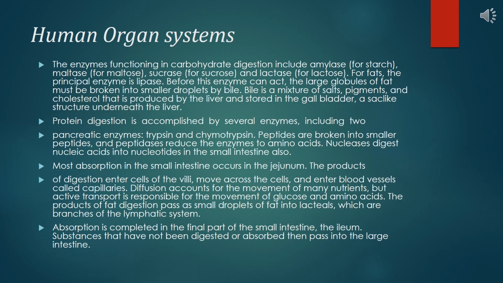The enzymes functioning in carbohydrate digestion include amylase for starch, maltase for maltose, sucrase for sucrose, and lactase for lactose. For fats, the principal enzyme is lipase. Before this enzyme can act, the large globules of fat must be broken into smaller droplets by bile. Bile is a mixture of salts, pigments, and cholesterol that is produced by the liver and stored in the gallbladder, a sac-like structure underneath the liver.